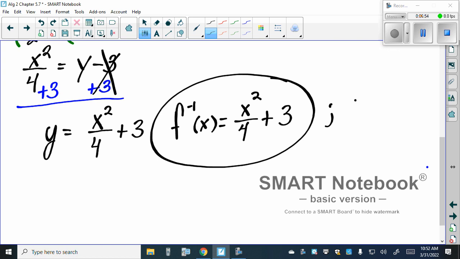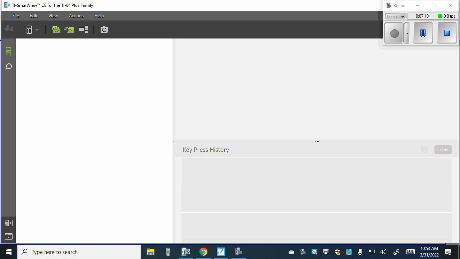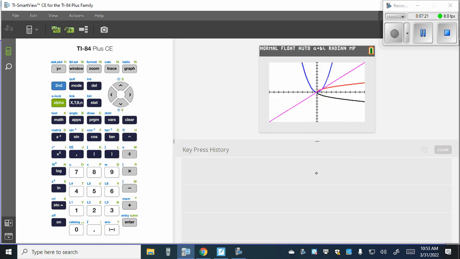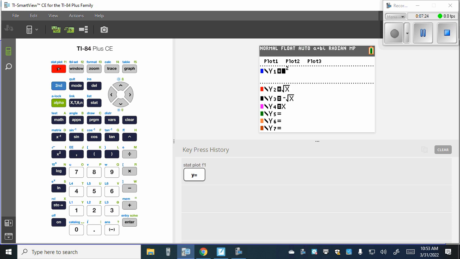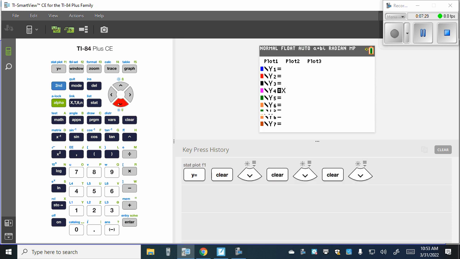I forgot to mention this last hour, but x has to be greater than or equal to 0. Okay, I'm going to have to pull the graphing calculator up to explain this part. For me, in this class, on this test, and the homework, I'm not going to be a nitpick about including that. Pause. Y equals, let's clear that out, and clear.